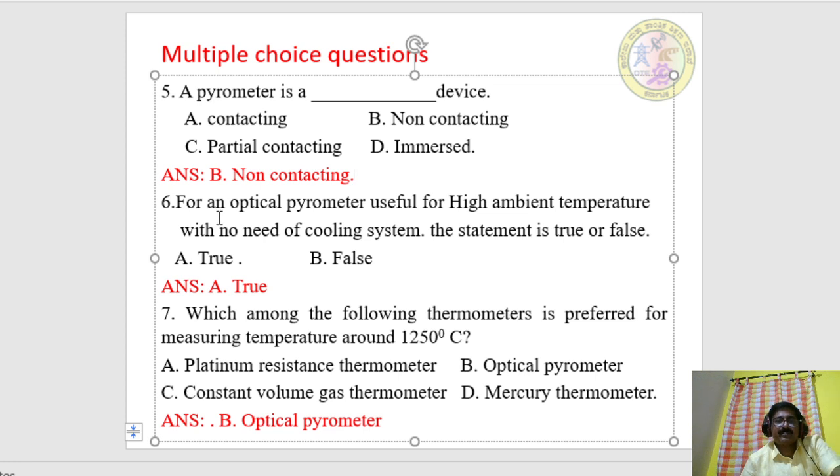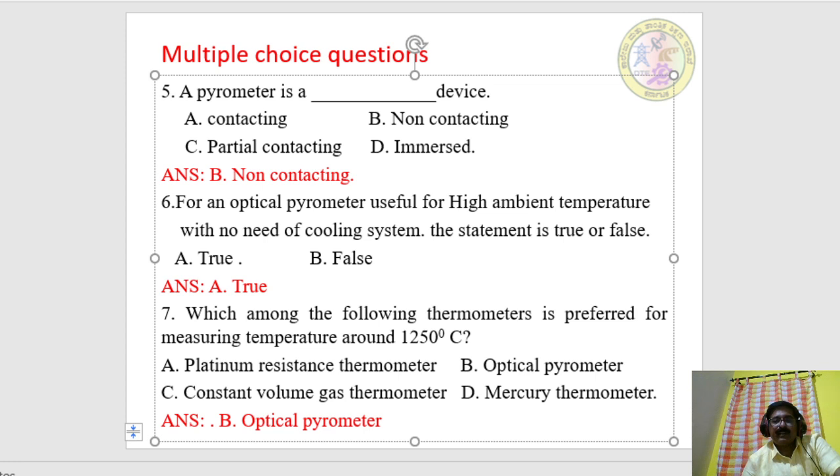Sixth multiple choice question: an optical pyrometer is useful for high ambient temperature with no need of a cooling system. The statement is true or false. You can read it once again. For an optical pyrometer useful for high ambient temperature, definitely 250 degrees centigrade. That is true. The statement is true.